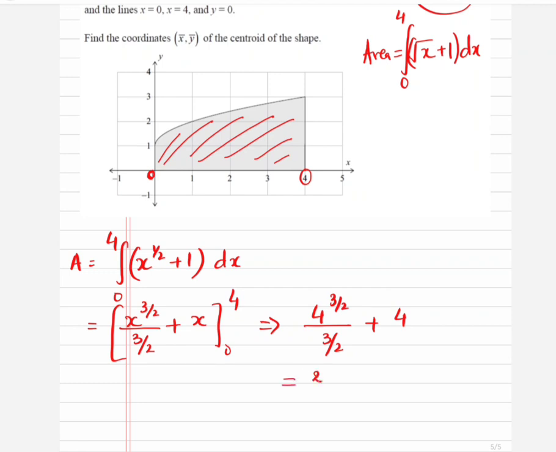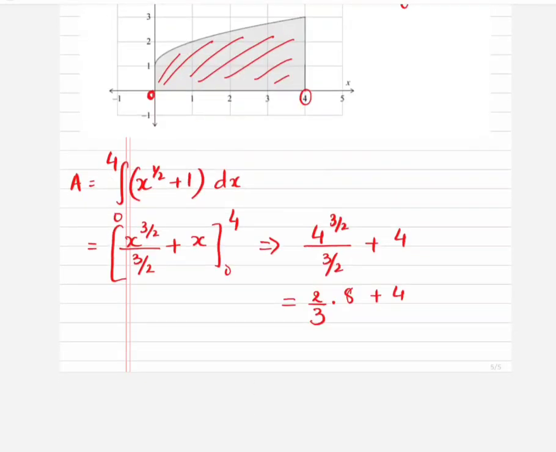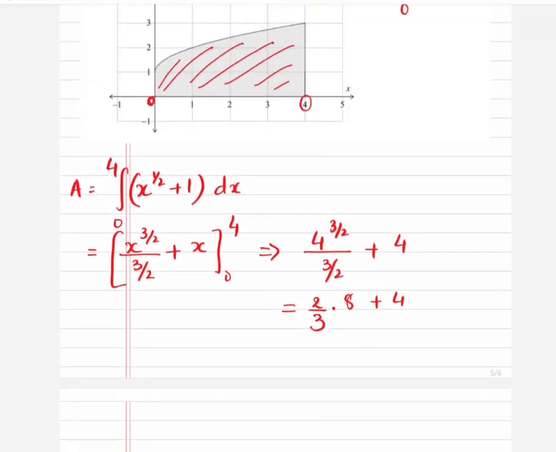Now just solve this. So 3 over 2 can become 2 over 3 times 4 to the power of 3 over 2. Root of 4 is easier, so first do the root. Root of 4 is 2, 2 cubed is 8, plus 4. That will give us 16 over 3 plus 4, which is 16 plus 12 over 3. You can use your calculator straight away if you want. 28 over 3. So A is 28 over 3.